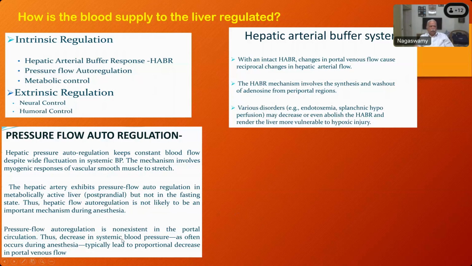And pressure flow auto-regulation is non-existent in the portal circulation. And the decrease in systemic pressure, which often occurs during anesthesia, will lead to a decrease in the portal venous flow.